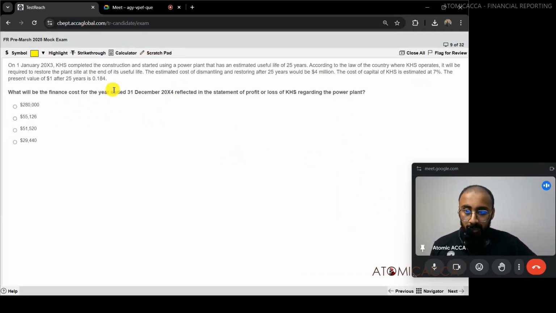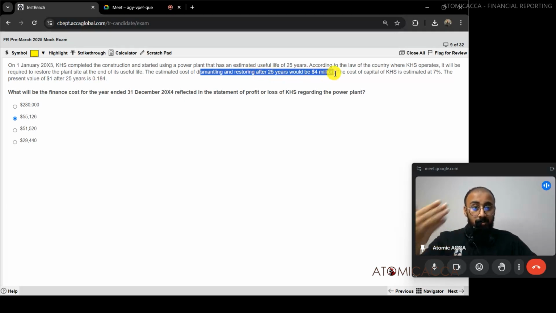Question number 9. What will be the finance cost for the year ended 31st December X4 reflected in SOPL regarding the power plant? So this is 31st December X4 and they want the finance cost. On 1st Jan X3, that is year beginning, KHS completed the construction and started using a power plant that has an estimated life of 25 years. According to the law of the country where KHS is operating, it will be required to restore the plant and site at the end of the useful life, that's after 25 years. Estimated cost of dismantling and restoring after 25 years is 4 million. So that's like the future value.